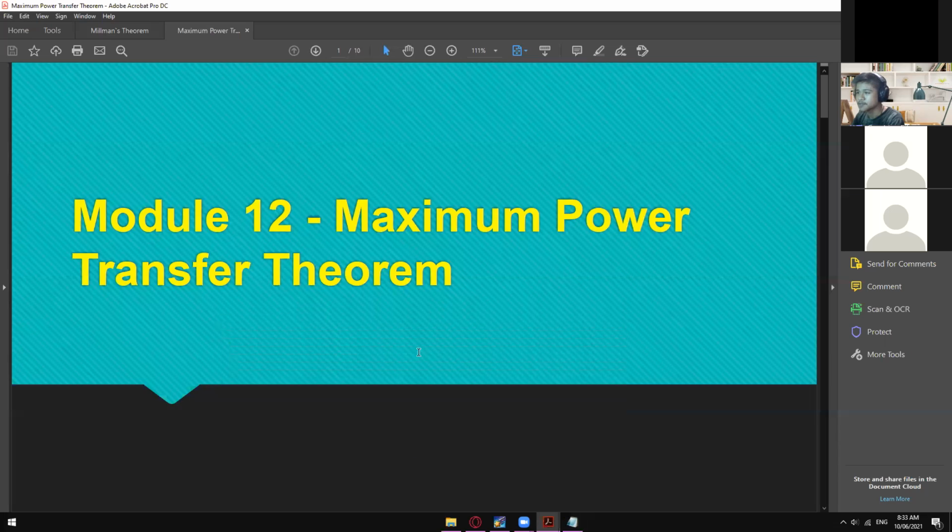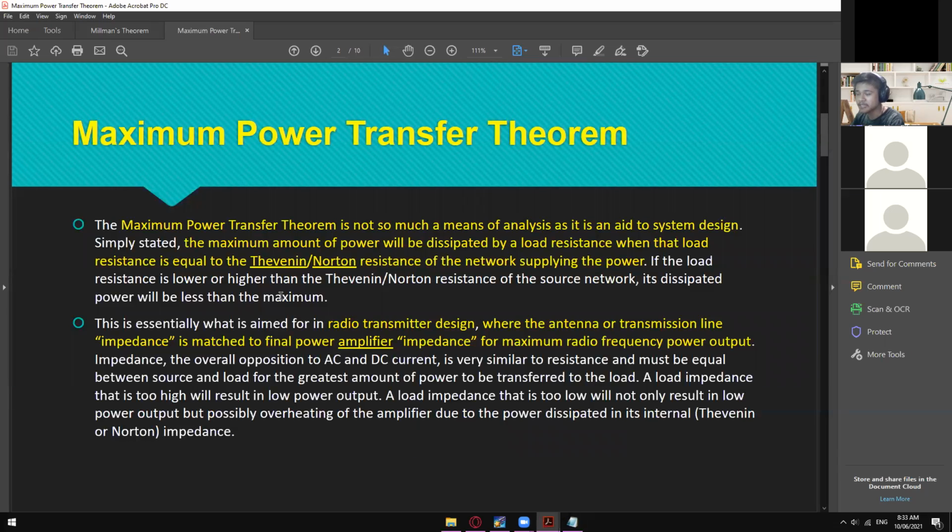Okay, without further delay, this will only be applicable if you know how to solve Thevenin's theorem and Norton's theorem. So it's like a double computation. Solve for the Thevenin's resistance first, or the Norton's resistance. Either of those two, they are just the same.